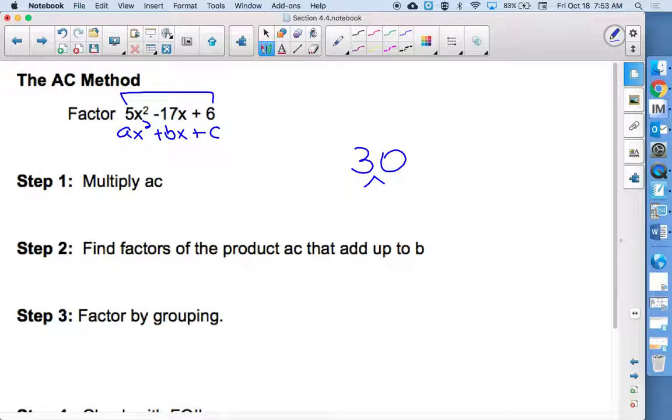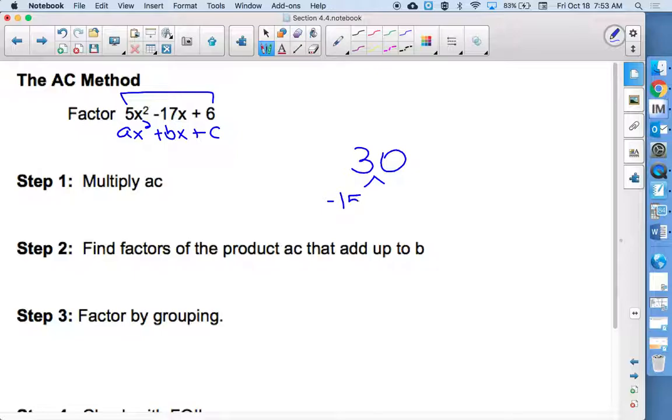So that's the AC part. We're multiplying a times c. The second step says find the factors of this product AC that add up to the middle value, which is kind of similar to what we've been doing. So Josh, two numbers that multiply to be positive 30. What could we get to be positive 30?